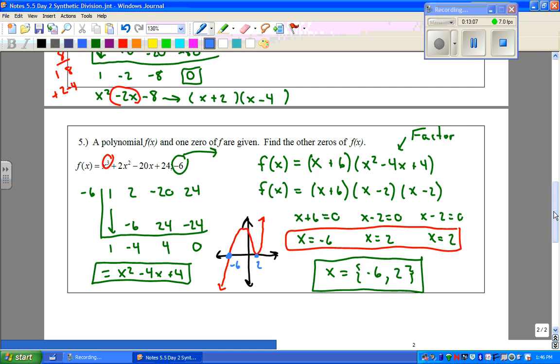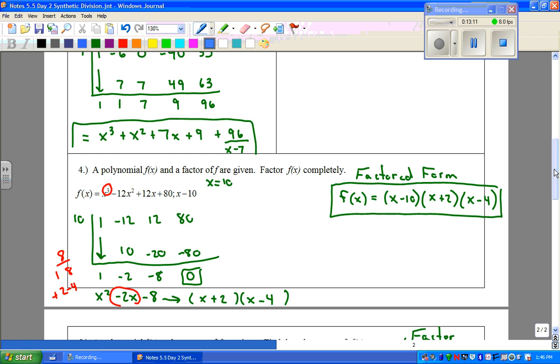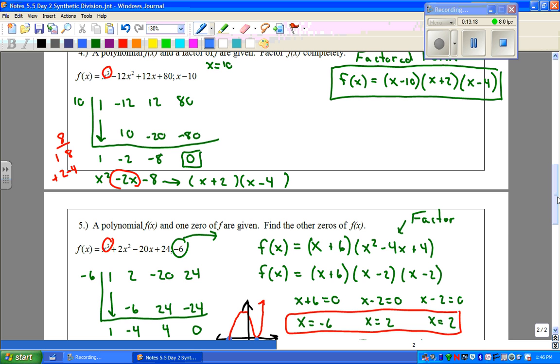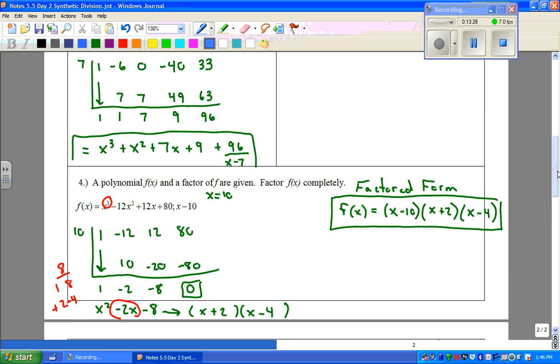Guys, this is factoring using synthetic division, putting things into factored form, and then using the idea of factored form to find your zeros or your solutions for cubics or quartics or quintics. We'll go through the rational zero theorem coming up, which is going to help us start the process of using synthetic or long division.